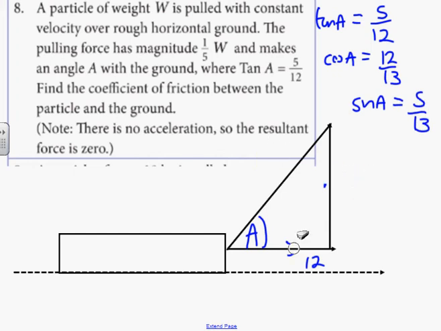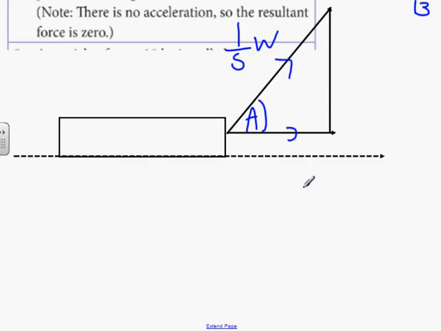Now, what we have here, guys, is the pulling force has a magnitude. So we're pulling it with 1/5 W. Is everybody happy with that? Going up this direction here. Now, what about this part here then? 1/5 W. And this is going to be 1/5 W cos A.